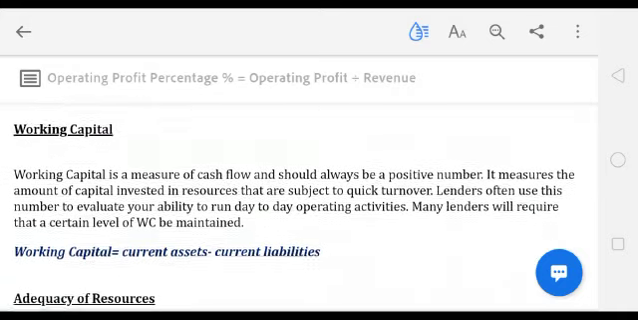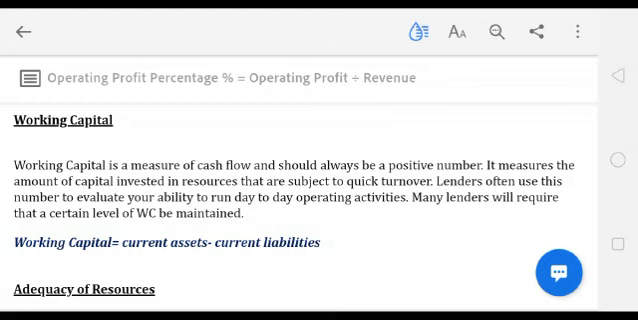Now, what is the working capital? Working capital is a measure of cash flow and should always be a positive number. It measures the amount of capital invested in resources that are subject to quick turnover. Lenders often use this number to evaluate your ability to run day-to-day operating activities. Many lenders will require that a certain level of working capital be maintained. Now, how to calculate working capital? It is simply calculated by deducting all the current liabilities from your current assets.